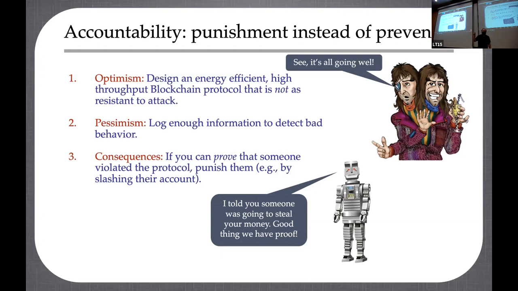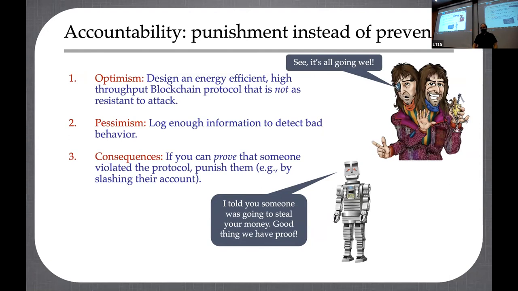We're not going to fully embrace our inner Zaphod. We're going to maintain enough pessimism to log enough information that we can detect bad behavior, that we can figure out who the bad actors are. And of course, the key to accountability is consequences, right? If someone steals all our money, we should be able to prove that they violated the protocol and stole our money, and we should have some way to punish them. For example, by slashing their account, taking the money back, whatever it needs to be.